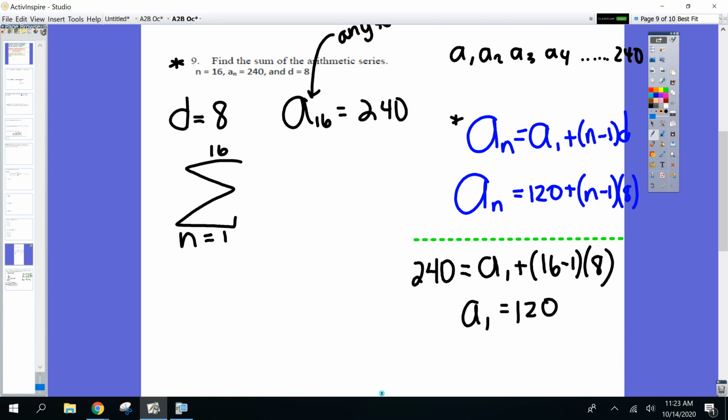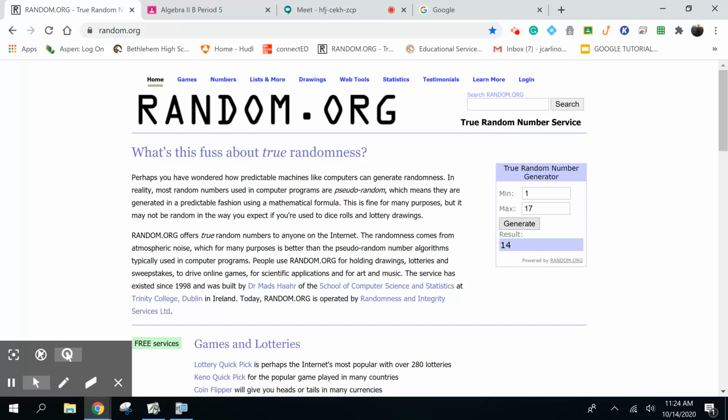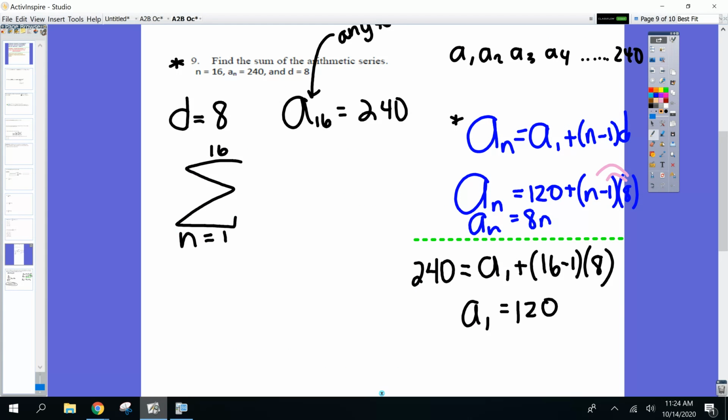And you're going to clean that up for me. All right, what do I mean by clean it up? Distribute the 8, combine like terms, and tell me what the formula is for the nth term so I can put it in my sigma. I'll start you off. 8n, what? What's after the 8n? Oh. Eliana, when you're ready. 8n plus 112. There you go.